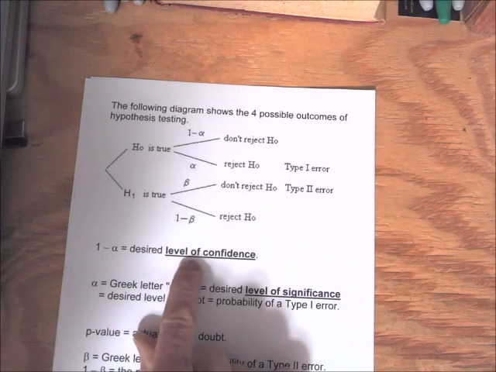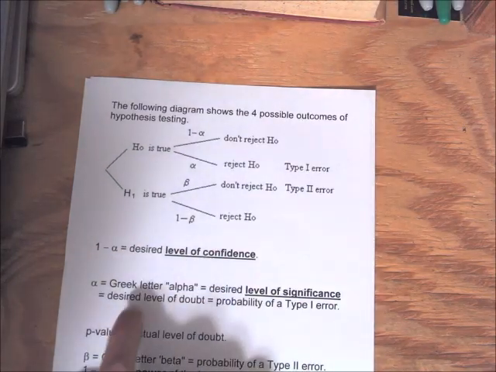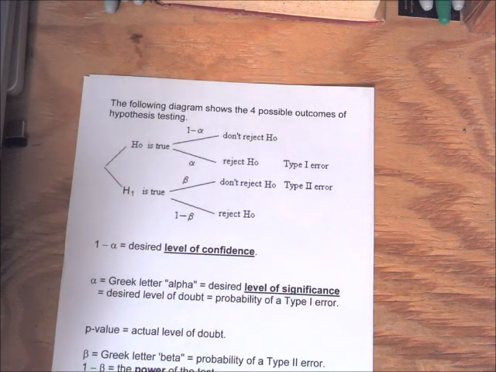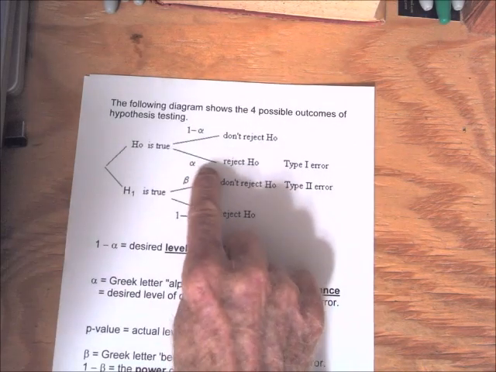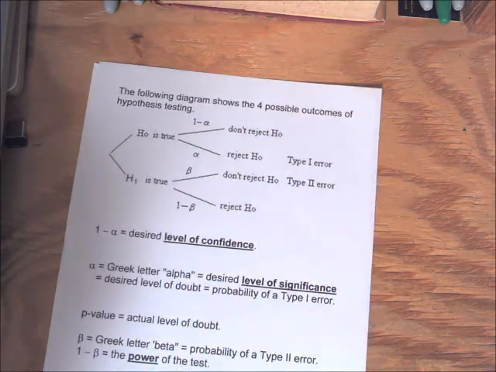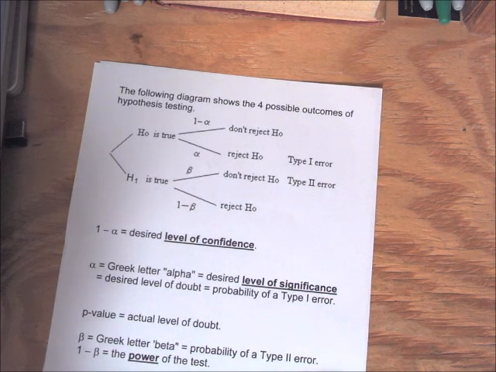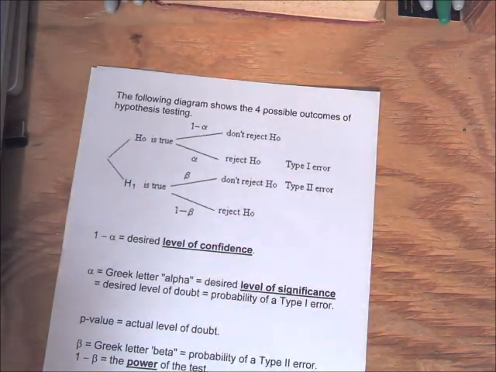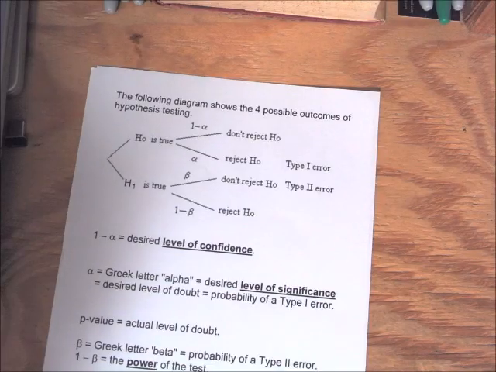1 minus alpha is our desired level of confidence. Alpha is the Greek letter representing the desired level of significance. I like to call it the level of doubt. It's also the probability of a type 1 error. So the alpha here is the probability of a type 1 error. Our p-value is the actual level of doubt. Beta is the Greek letter representing the probability of a type 2 error. And 1 minus beta is the power. Usually we do not try to compute beta or 1 minus beta. You have to make some additional assumptions in order to compute those values.